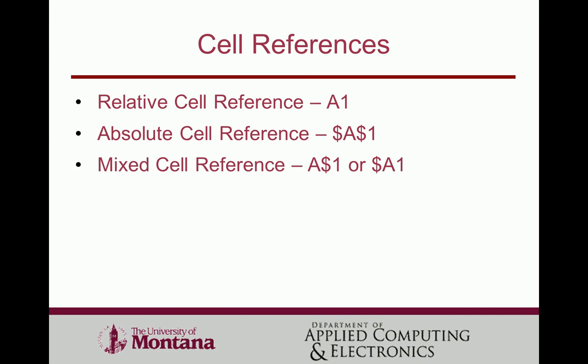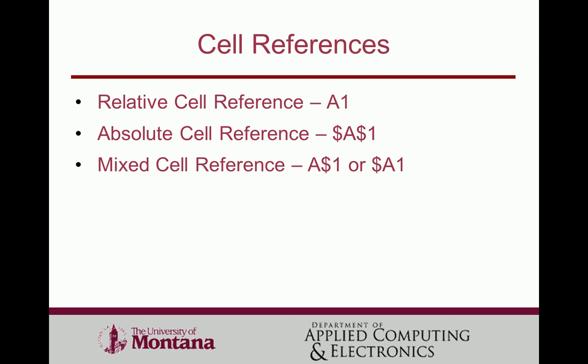Our first, which is the default, is a relative cell reference, and this is signified by the column letter and then the row number. As we get through these different cell references, the big difference is going to be not so much when we create the cell references, it's going to be what we do with them. So if we grab the fill handle and drag down or drag across, they will behave differently. If we do copy and paste, they will behave differently.